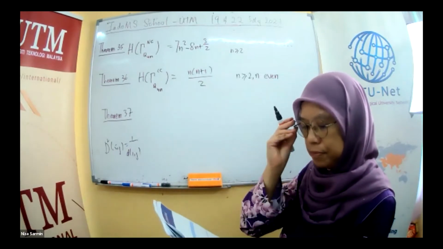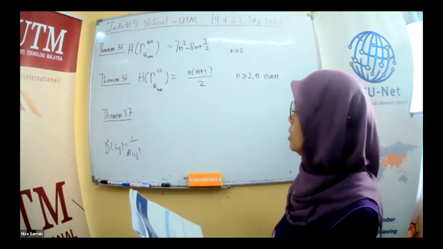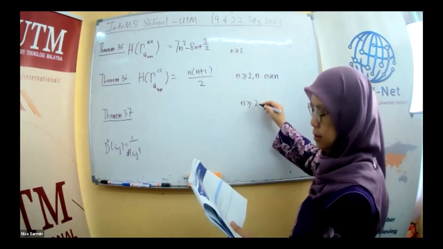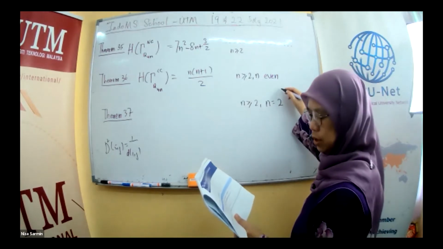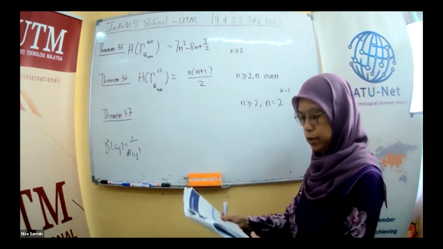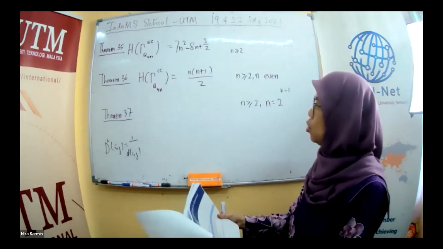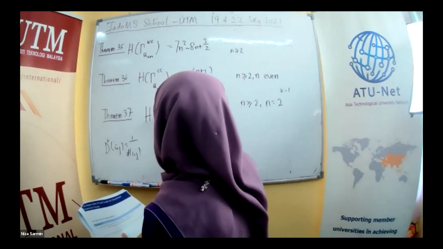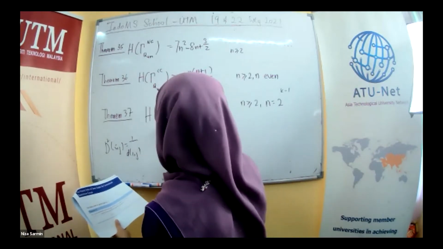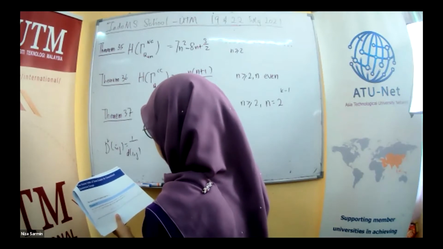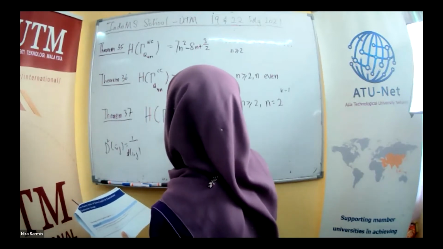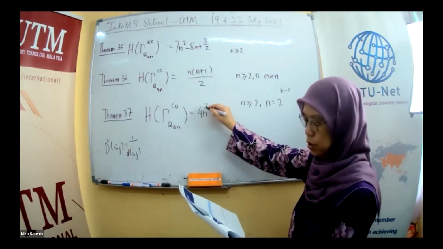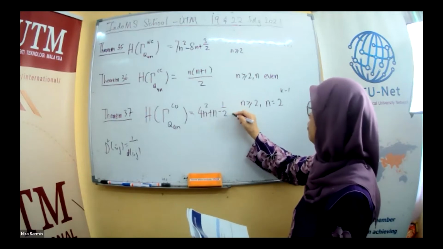Okay, the next one is for the generalized quaternion groups. For the case n equals 2 to the k minus 1. Okay, for the co-prime graph. So the Harary index of the co-prime graph for the generalized quaternion. So 4n squared plus n minus.